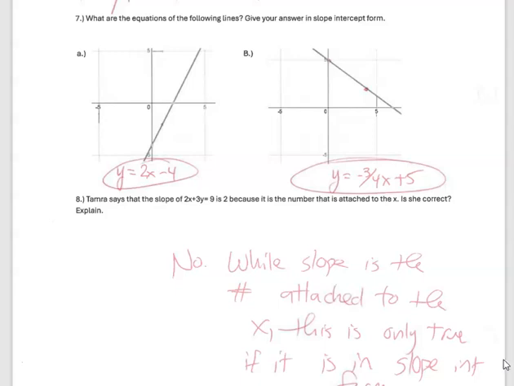And then lastly, your last problem says, Tamara says that the slope of 2x plus 3y equals 9 is 2 because the slope is the number attached to the x. Is she correct? Explain. She is correct if it was in slope-intercept form, but this is not in slope-intercept form. So the number attached to x is not always the slope unless it is in slope-intercept form. So while slope is the number attached to the x, this only is true for slope-intercept form.